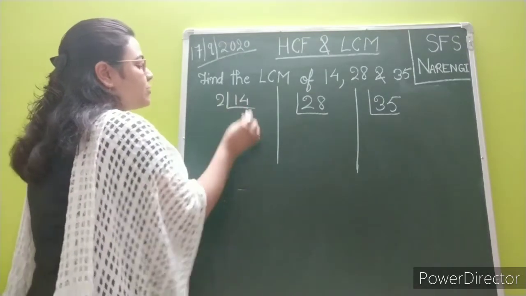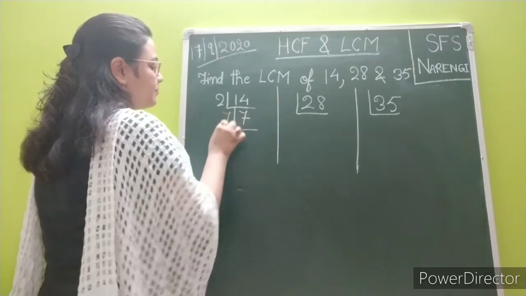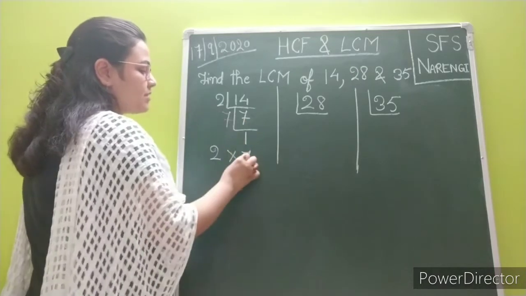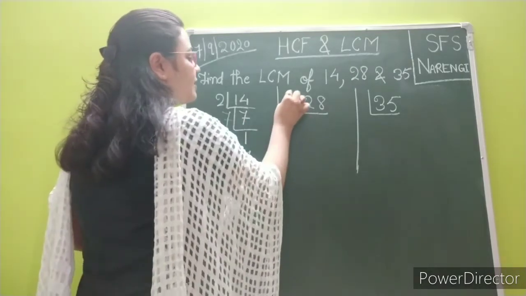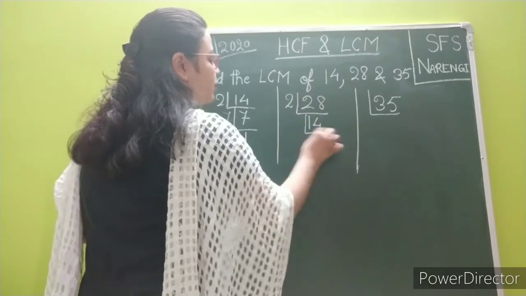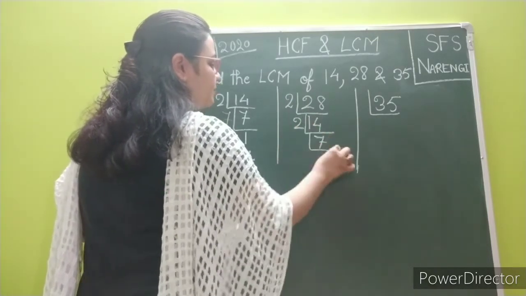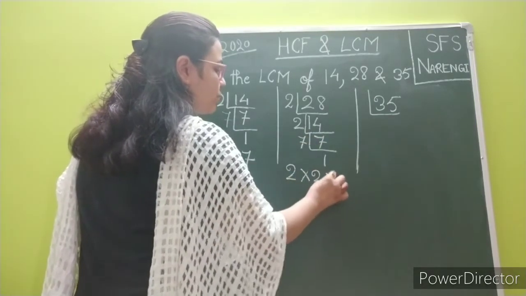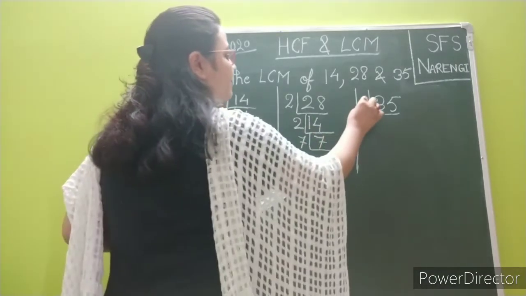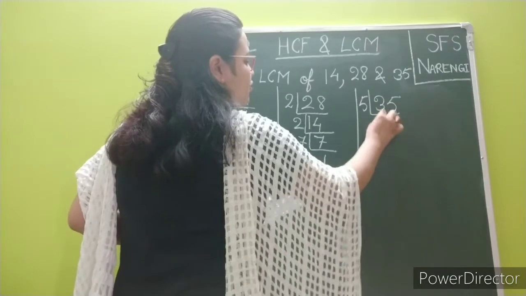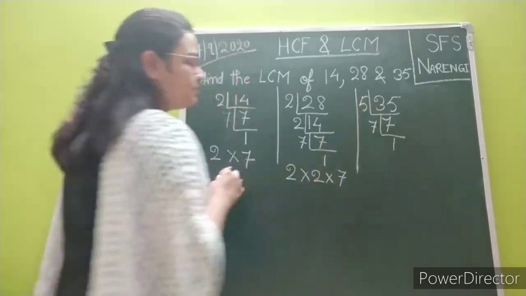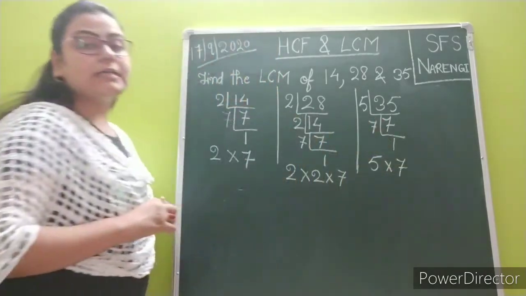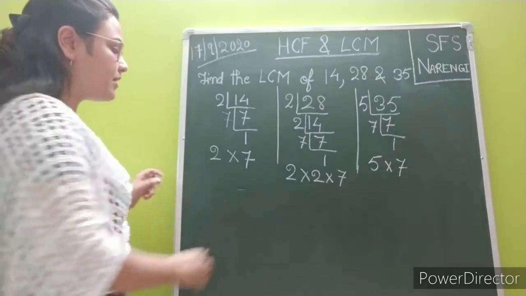So, 14 is divisible by 2. 2 sevens are 14, 7 ones are 7. So, our 14 becomes 2 into 7. Right? Next, we have 28, which is divisible by 2. 2 fourteens are 28, 2 sevens are 14, 7 ones are 7. That means here we have 2 into 2 into 7. And for 35, we have 5 sevens are 35, 7 ones are 7. So, we have 5 into 7. So, these are the numbers that we have.